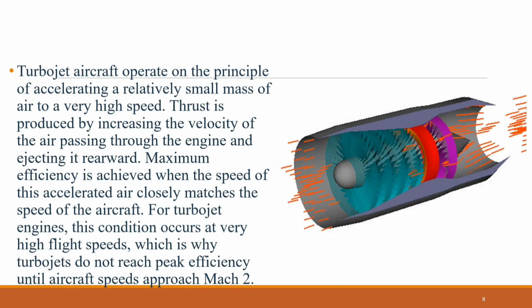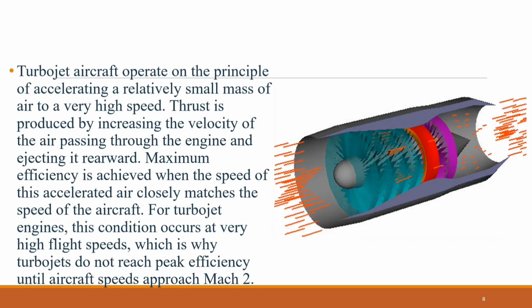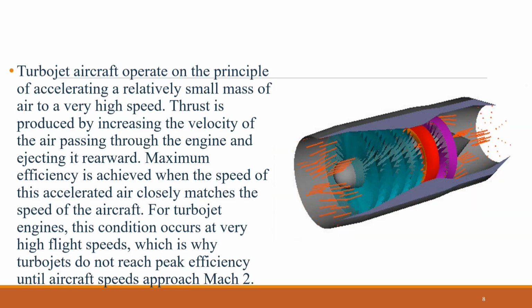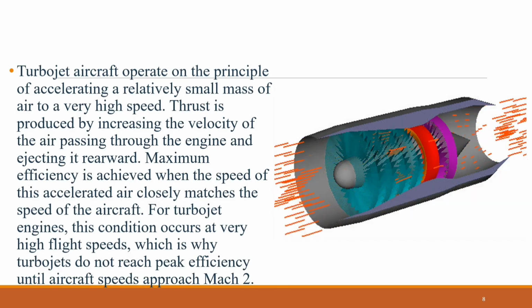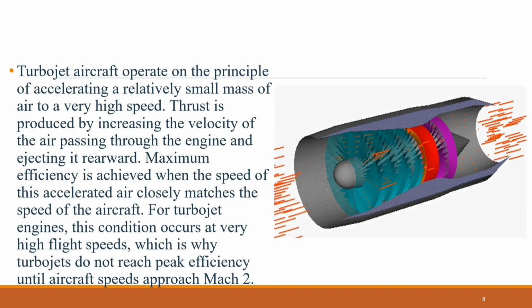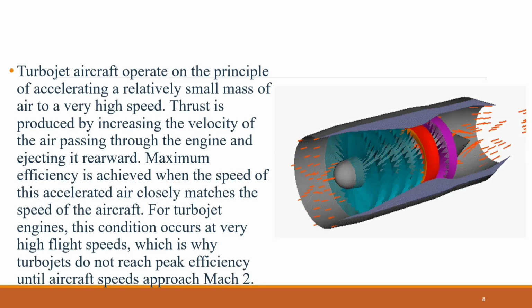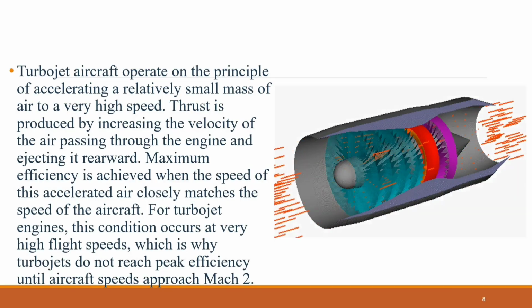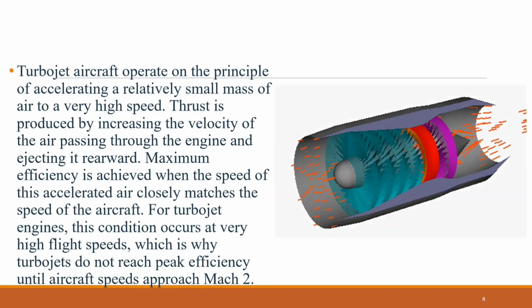At lower, subsonic speeds, turbojet engines are less efficient. Under these conditions, turbofan engines are significantly more efficient and also much quieter. This improvement comes from accelerating a larger mass of air to a lower exhaust speed, which produces the required thrust with less wasted energy and reduced noise.